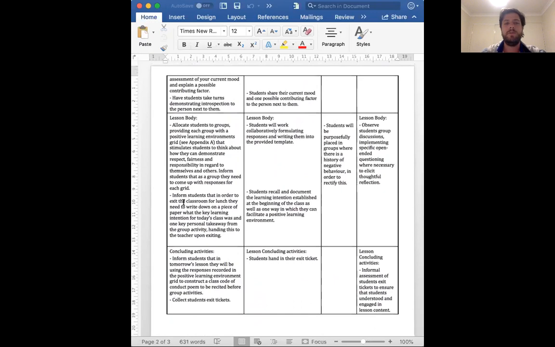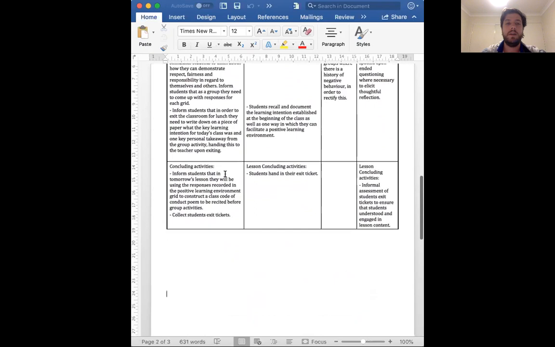The teacher will then inform students that in order to exit the classroom for the day or to go to lunch, they need to write down on a piece of paper what the key learning intention for the class was and one key personal takeaway from the group activity they had. And then before students leave, the teacher will tell students that in the following class or in tomorrow's class, they will use the responses recorded in the positive learning environment grid to construct a class code of conduct poem that they will recite before they engage in future group activities.